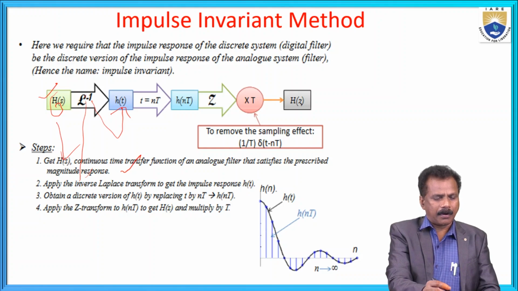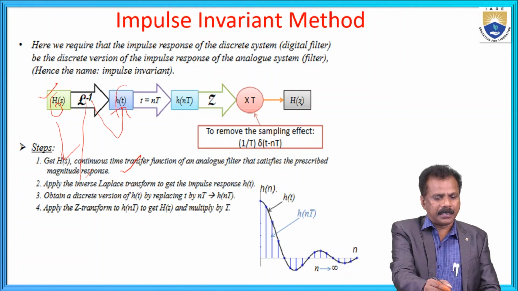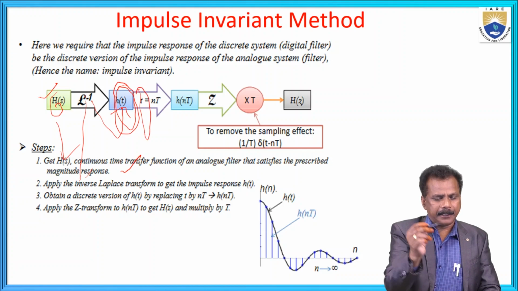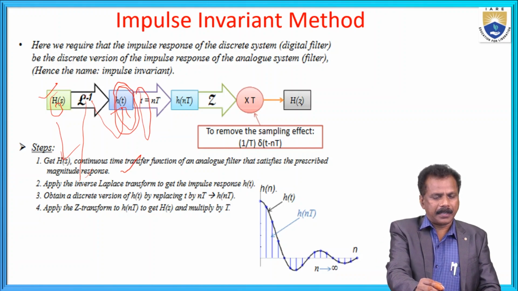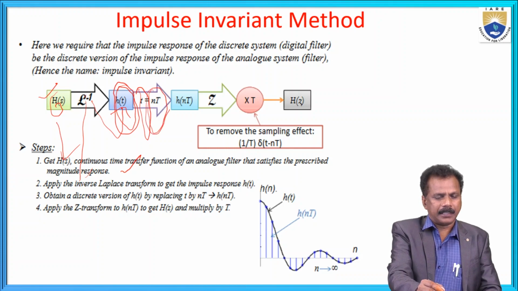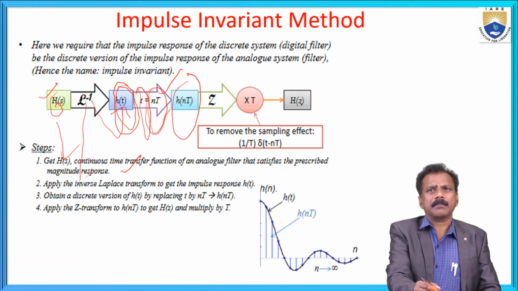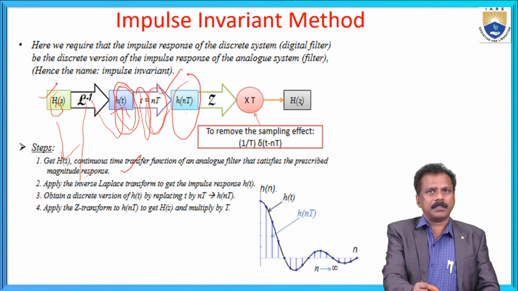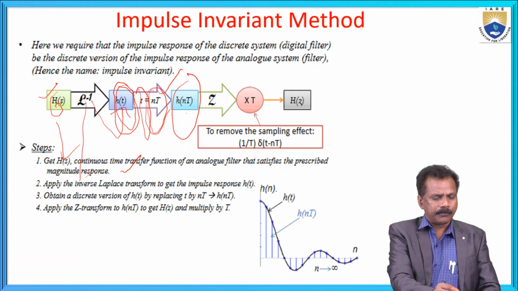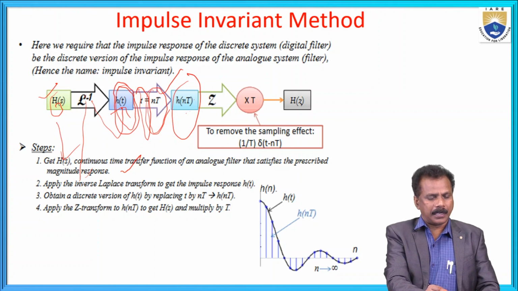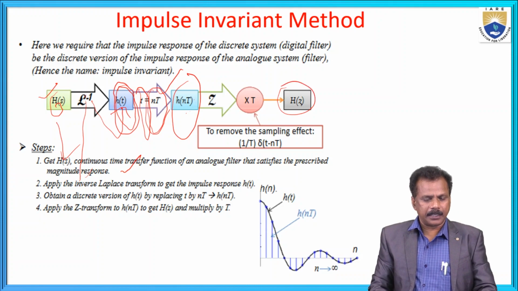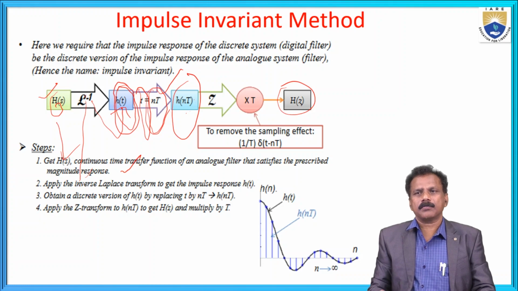Third, obtain the discrete version of h of t by replacing t by n into capital T, so we observe h of nT. Now we come to the fourth step: apply the z transform to h of nT to get the final h of z, and multiply by capital T.